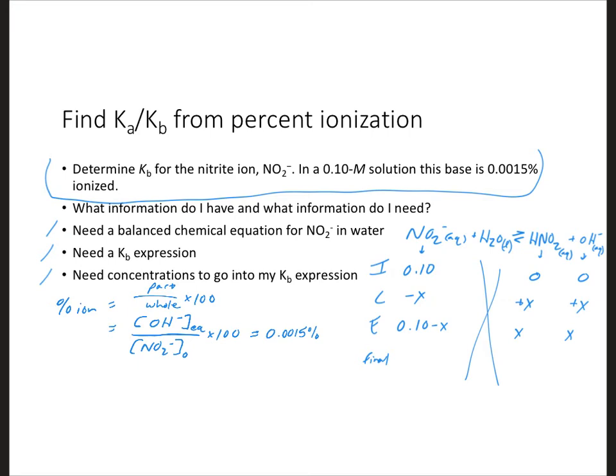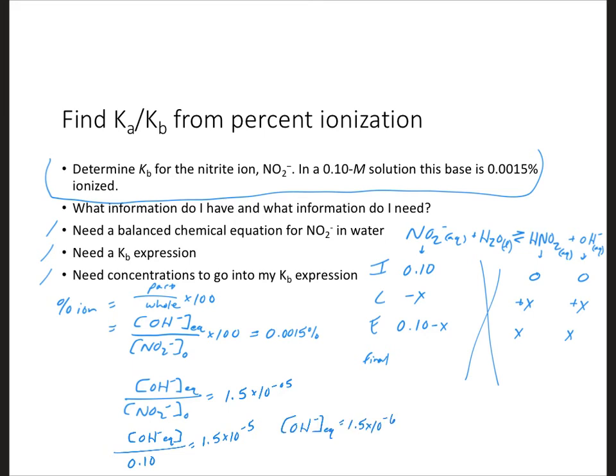So we can work backwards, and we can say if this whole thing times 100 equals 0.015%, we can divide both sides of this by 100. So that is going to make it an even smaller number. It's now 1.5 times 10 to the minus 5. And so now when we look at this, we can plug in the NO2 minus concentration that we started off with at time 0, because we started with 0.10 molar NO2 minus. So now we have 2 of the 3 puzzle pieces we need. All we have to do is multiply both sides by 0.10, and we'll get the OH minus concentration at equilibrium.